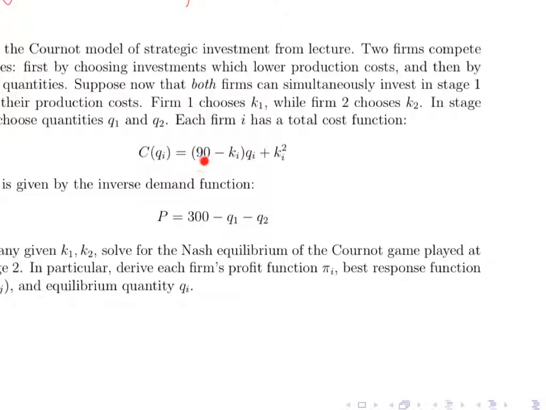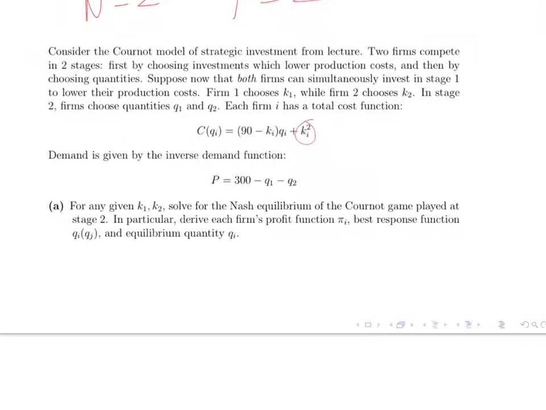So here we've got 90, which is the marginal cost, and then the level of investment is subtracted from that, right? So as Ki goes up, say it's 10, that brings the marginal cost down by 10. So your investment brings the marginal cost down, which pushes your cost downwards. But the force opposing that is over here, this Ki squared, which means that as you increase your investment, your cost increases. So there's a force pushing the cost down and a force pushing the cost up. We've just got a standard inverse demand function, nothing too tricky here.